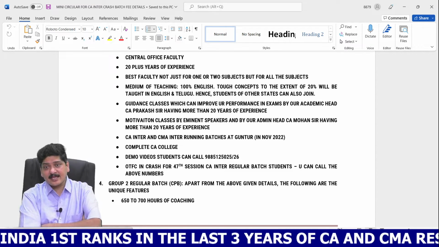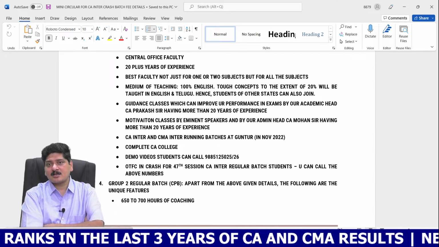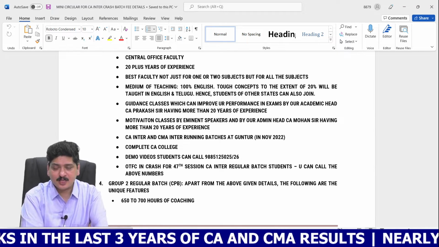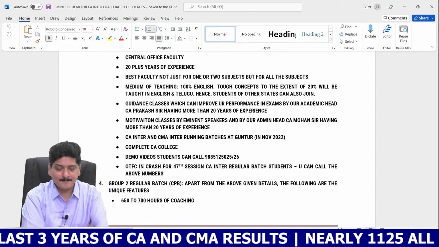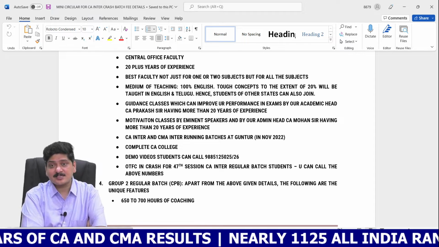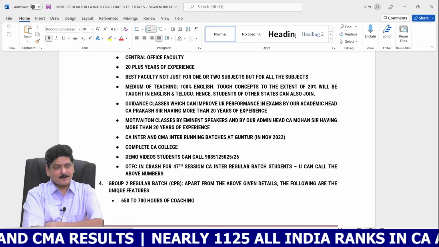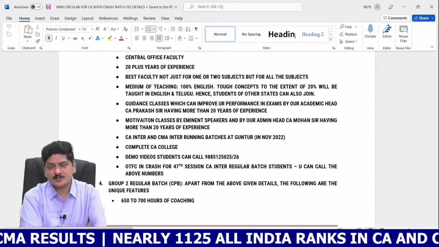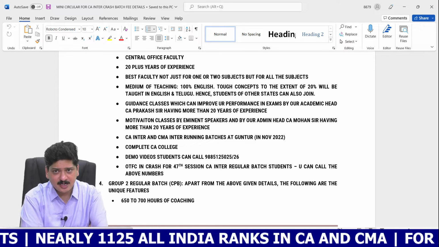And again in July 2022, we started the new CA Inter regular batches for the June 2022 CA Foundation aspirants. Those batches are called 48th session CA Inter regular batch. Those students completed the CA Foundation in June 2022. Soon after completion of the examination, we started the new CA Inter regular batches.